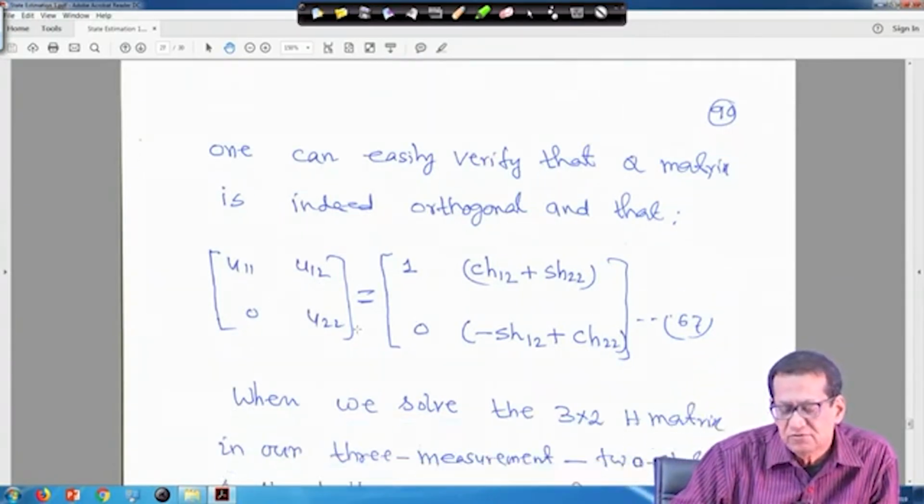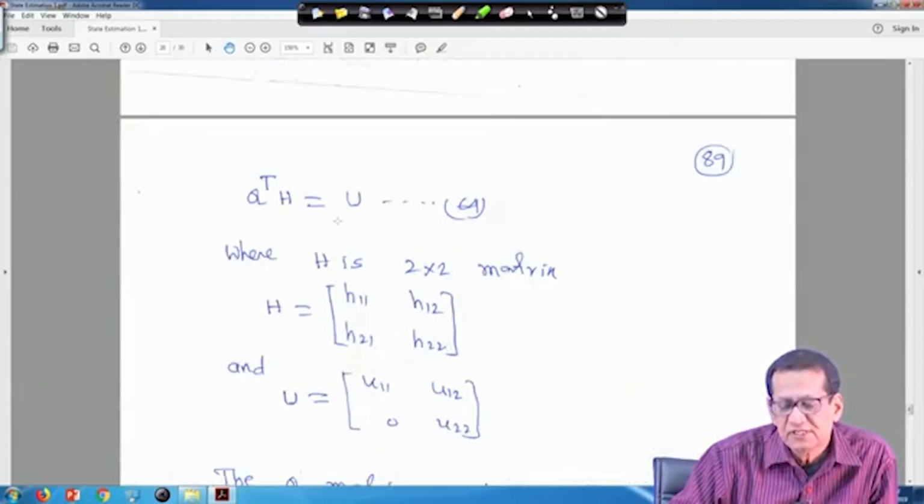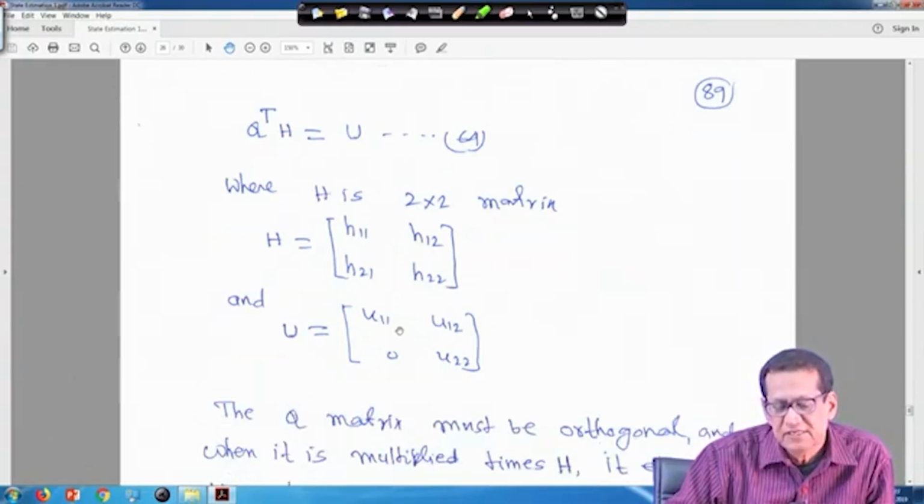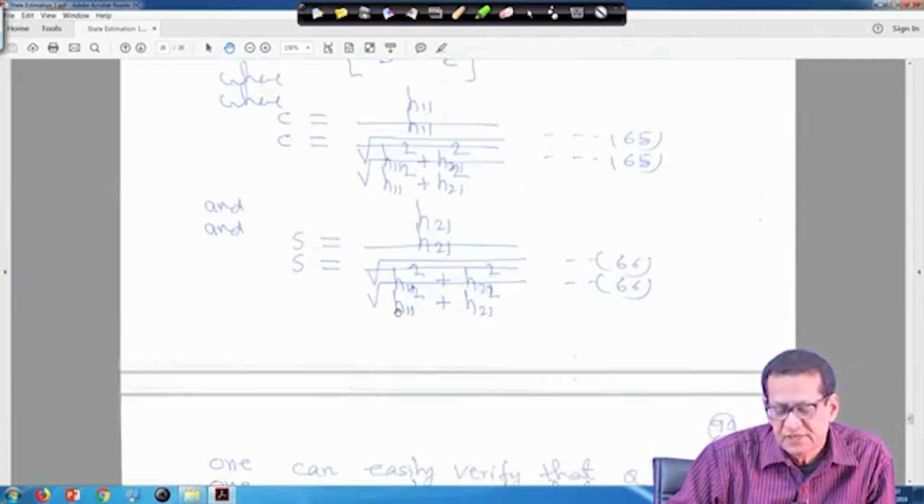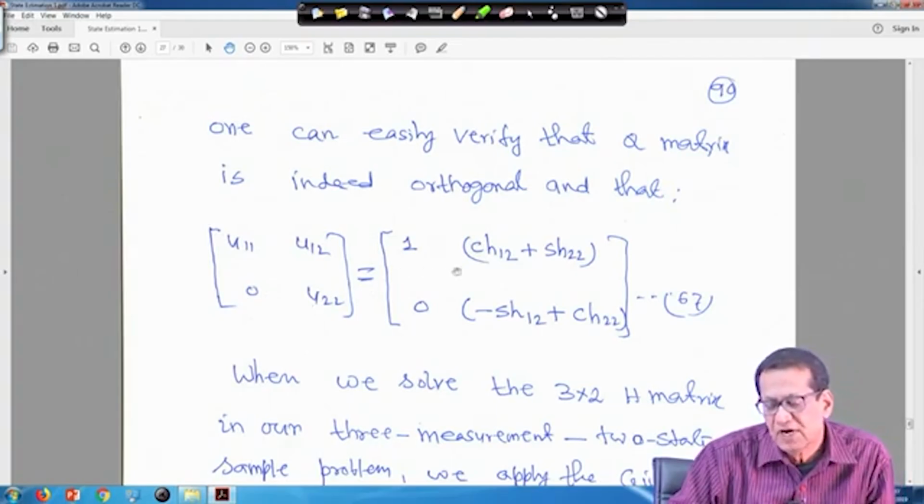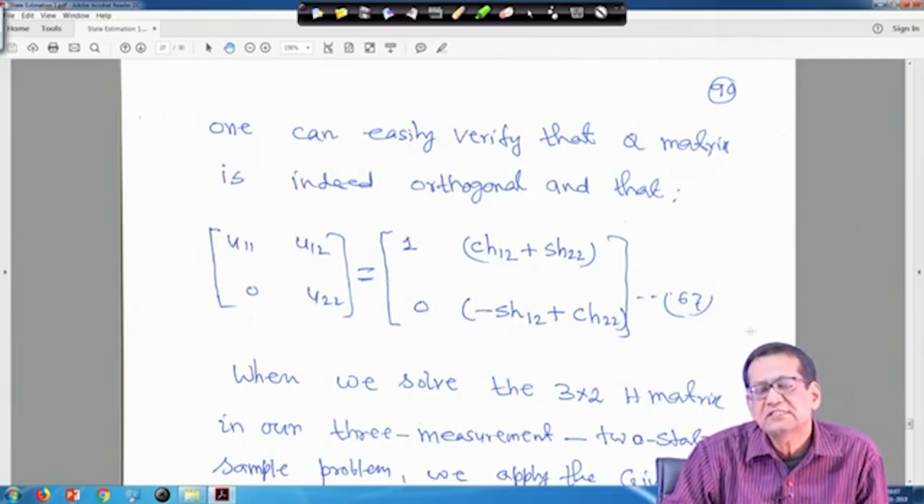And U11, U12, 0, U22 will be equal to 1, C h12 plus S h22, 0, minus S h12 plus C h22. Here we have assumed that Q transpose H is equal to U. So, U is this, H is given, and your Q matrix is this, therefore U11, U12, 0, U22 is equal to this, this is equation 67.